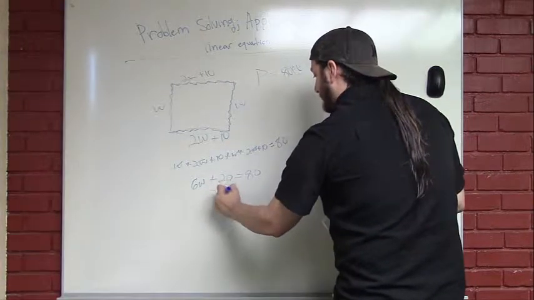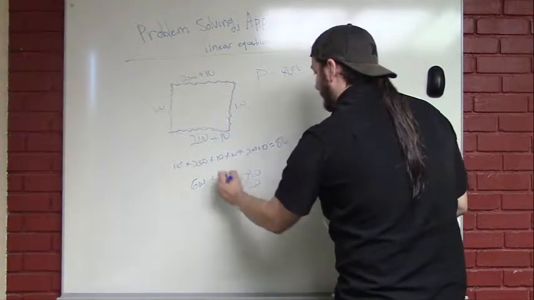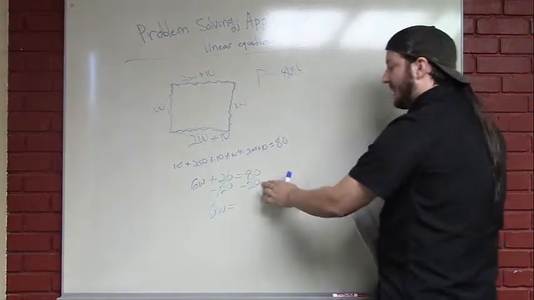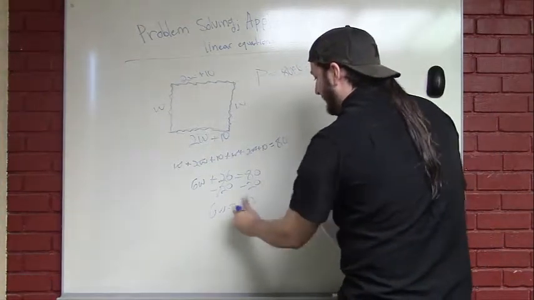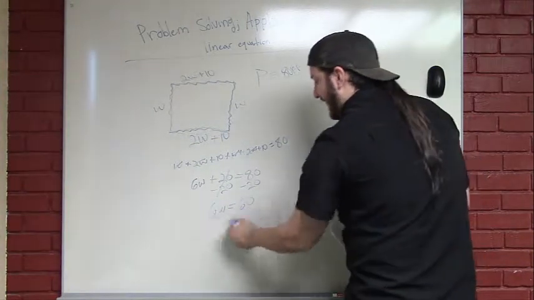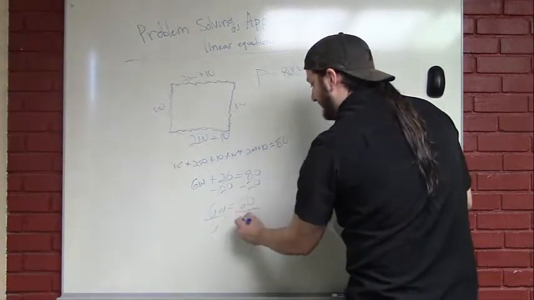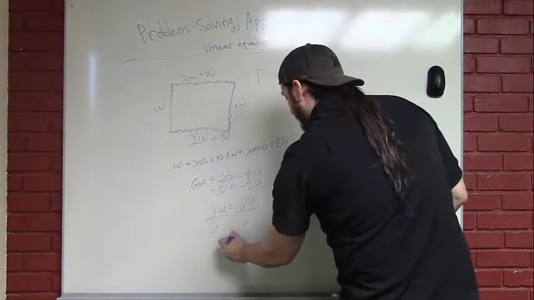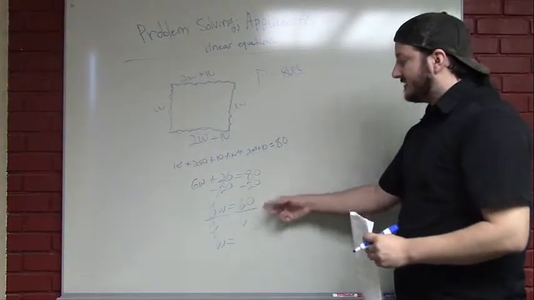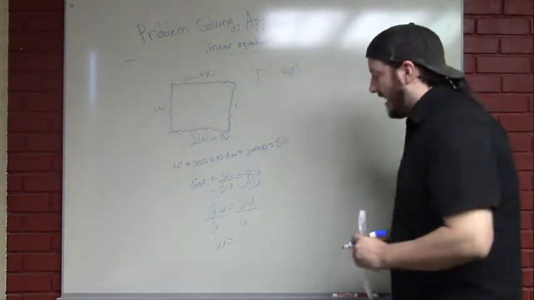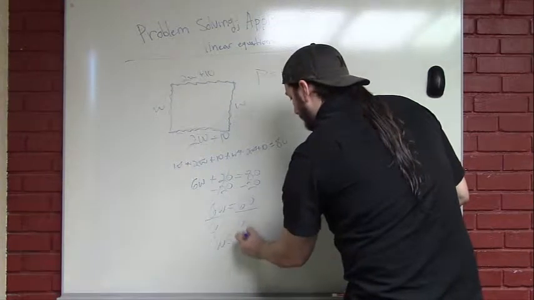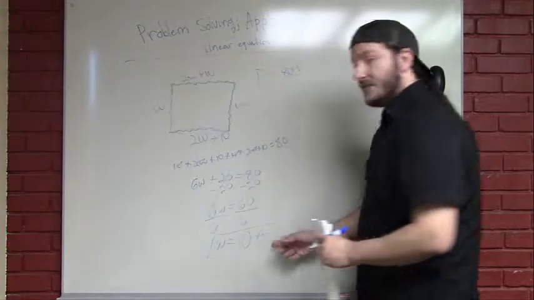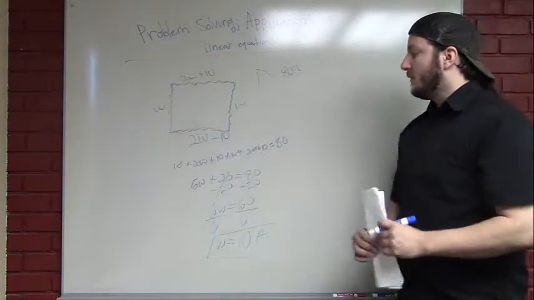So you're going to subtract 20. 6W is going to equal 80 minus 20, which is 60. Then you divide the 6 out to get W by itself. And W is going to equal, how many times does 6 go into 60? 10 times. So it's 10 feet. So we found our width. Our width is 10 feet, but we got to find our length.